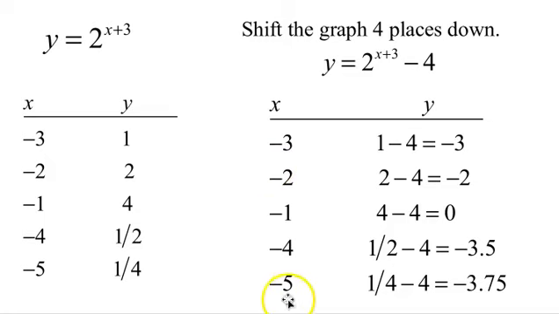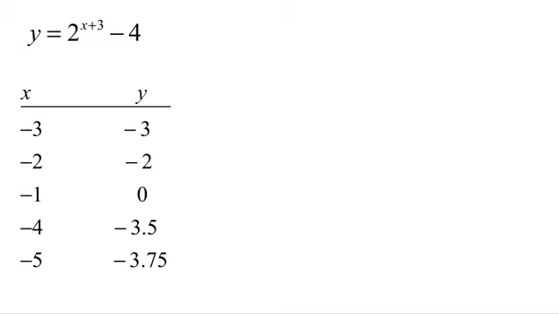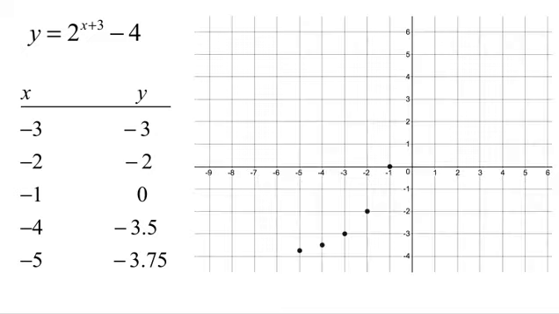So again, the x column is here, the y column is here. Let's take a look at it, and let's graph those points and see how this is behaving. So those are the 5 points. And again, we could plug in 1: 2 to the 1 plus 3, 2 to the 4 is 16, minus 4 is 14.